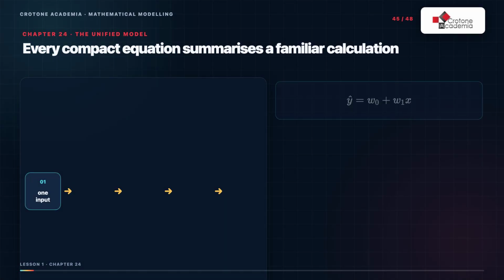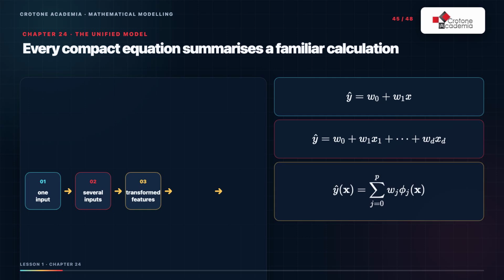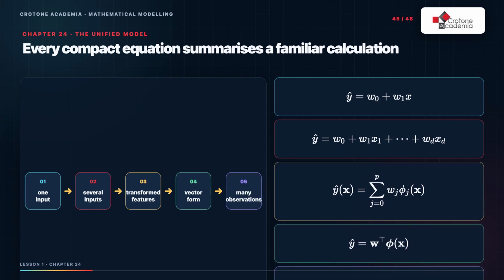We can now climb the complete equation ladder. Begin with one input and a straight line. Extend to several raw inputs. Replace raw inputs by selected transformed features. Summarize the weighted sum as W transpose phi of x. Stack many transformed observations into capital Phi, giving the prediction vector capital Phi W. Each compact expression is the natural compression of calculations already performed numerically and graphically.